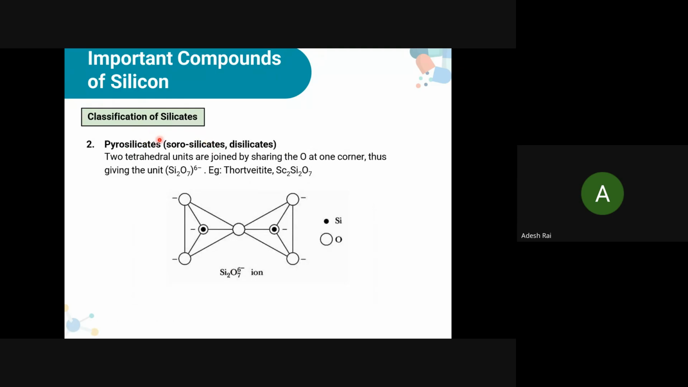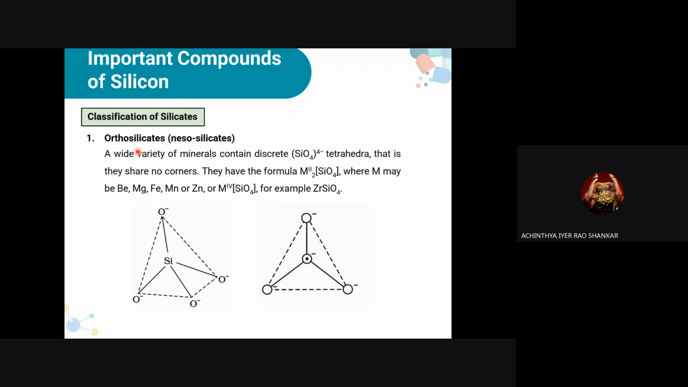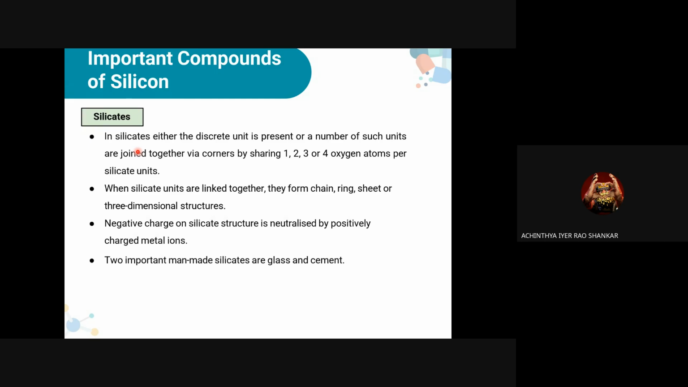Next, pyrosilicates. Sir, could you show the previous slide, the one before this one? Yeah, one second.